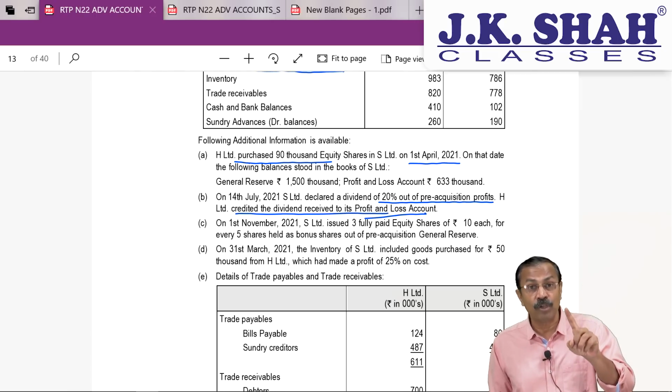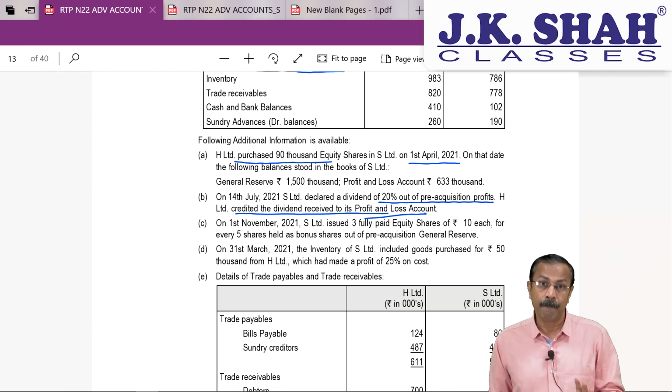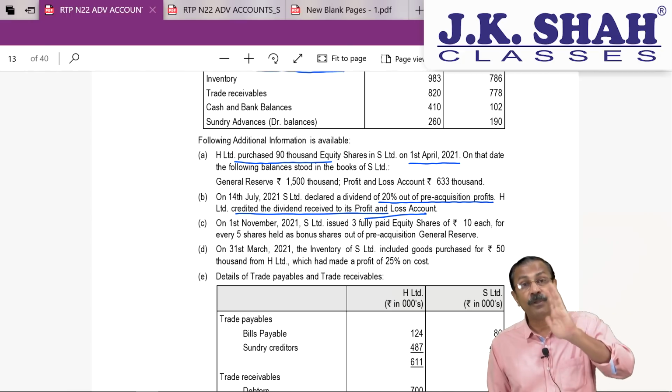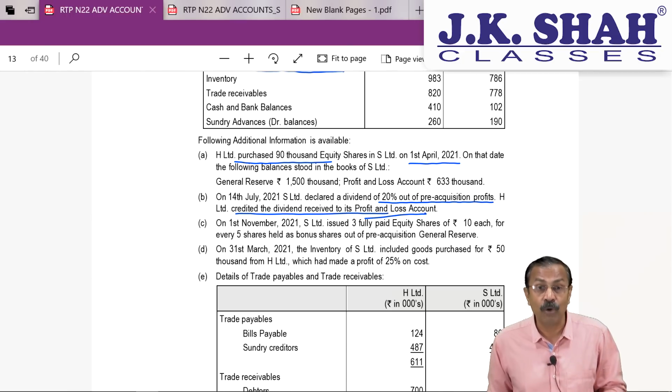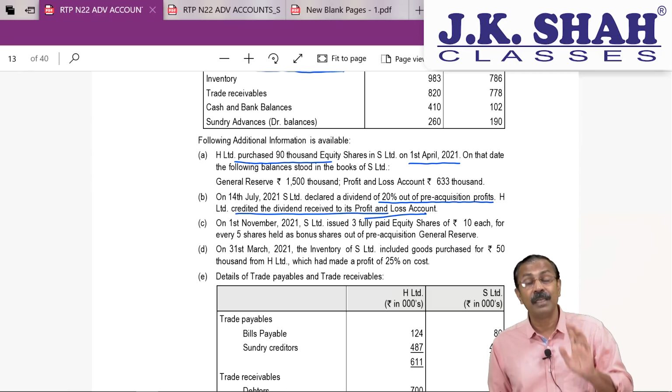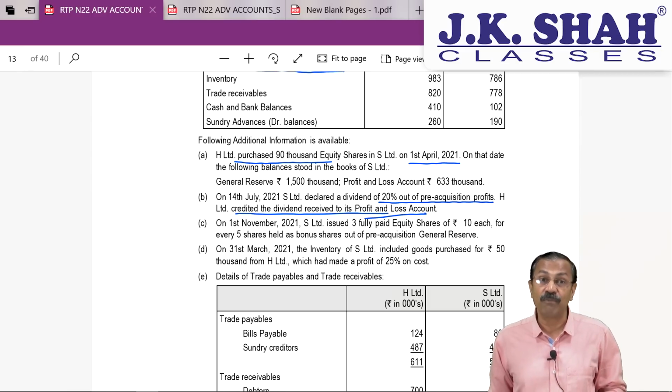So now your job is to rectify the same. You'll reduce it from the P&L of H Limited, holding company, and you'll transfer it to your cost of control account. That is, it will be adjusted against your investments figures, remember.